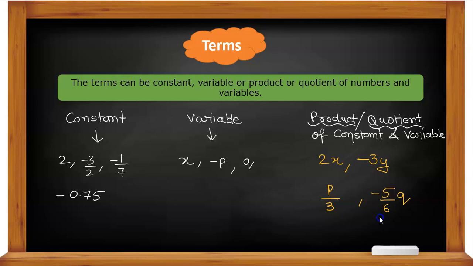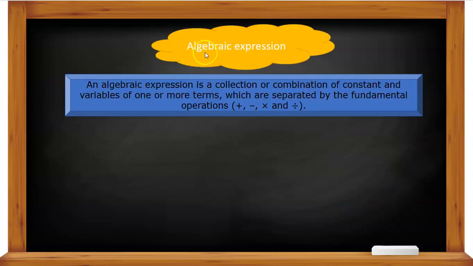So you can see in how many ways we can frame a term. It could be a constant only, it could be a variable only, it could be a product or quotient of constant and variable. Now, let us move ahead. What is algebraic expression? An algebraic expression is a collection or combination of constant and variables of one or more terms which are separated by fundamental operations. What fundamental operations? Plus, minus, multiply, and divide.